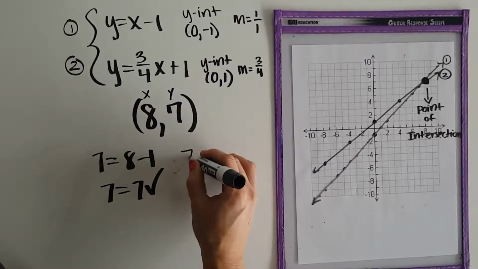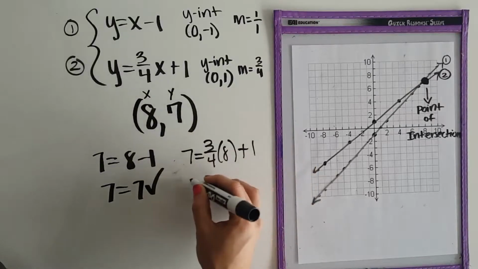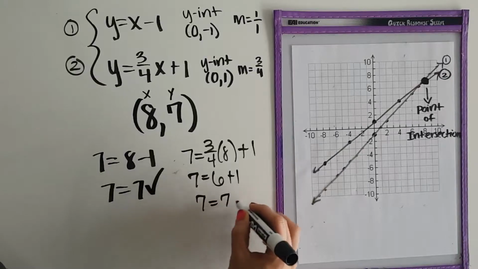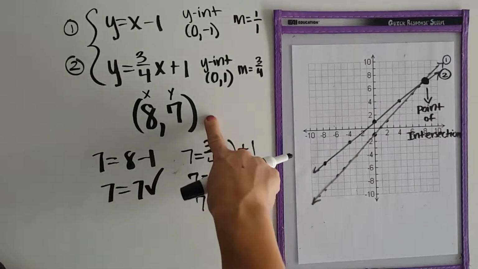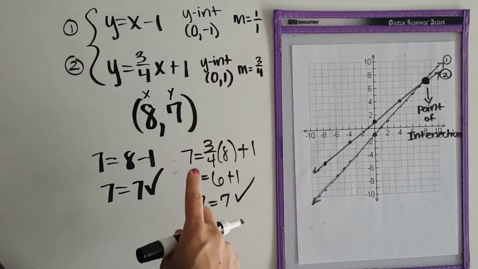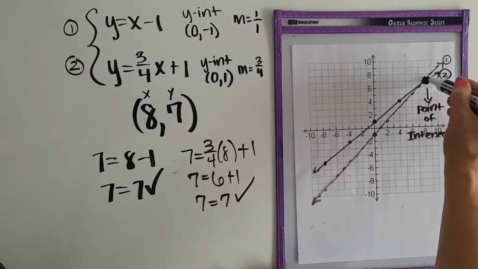Same thing for our second equation. 7 equals 3/4 times 8, plus 1. Well, 3/4 times 8 is 6. 6 plus 1 is 7. So again, this ordered pair is a solution to both of these equations, making it a solution to the system. And that point on our graph is always that point of intersection.